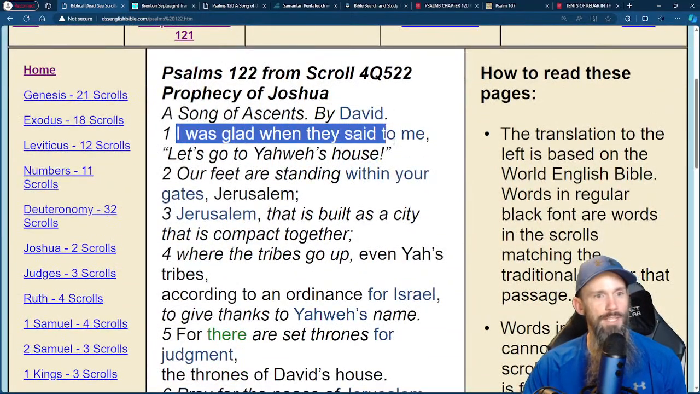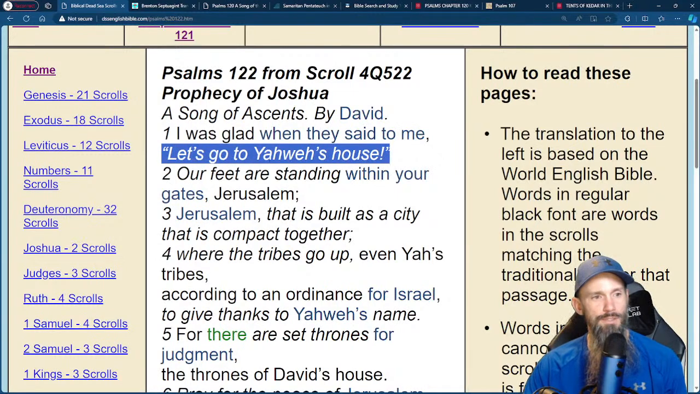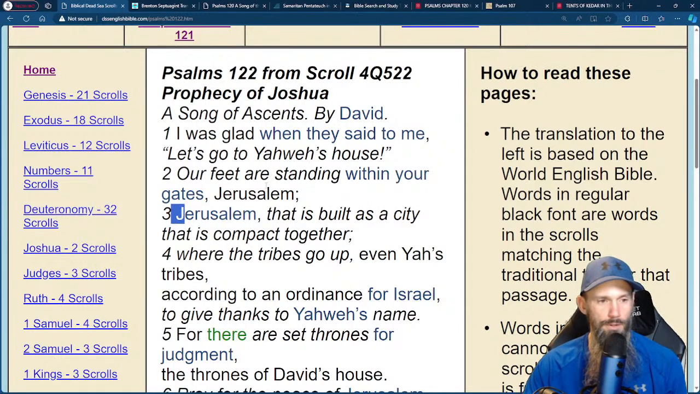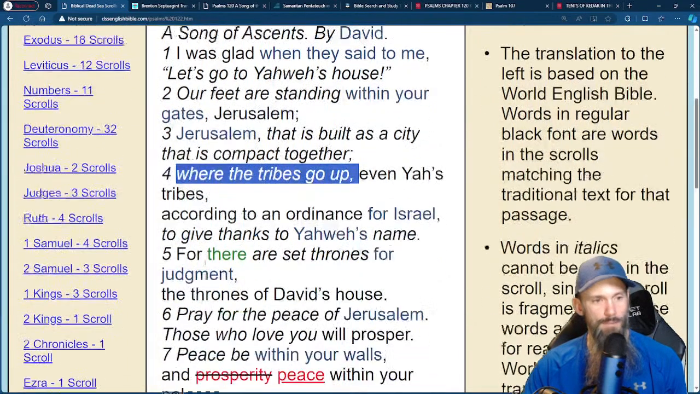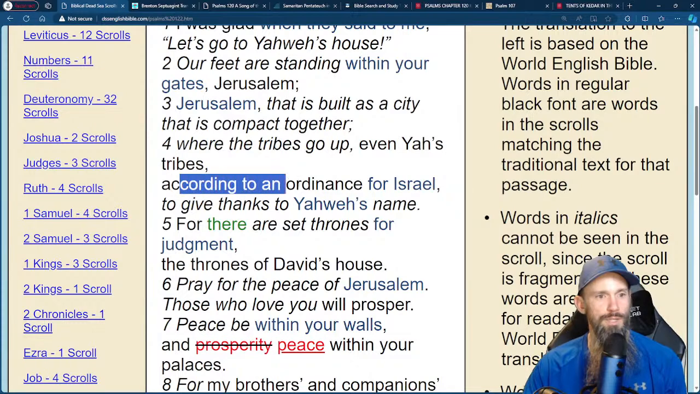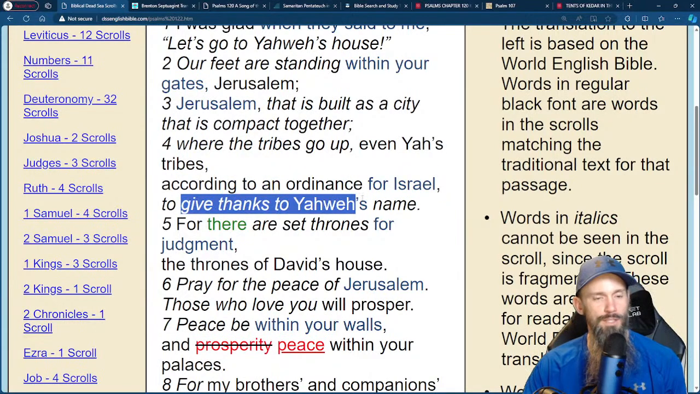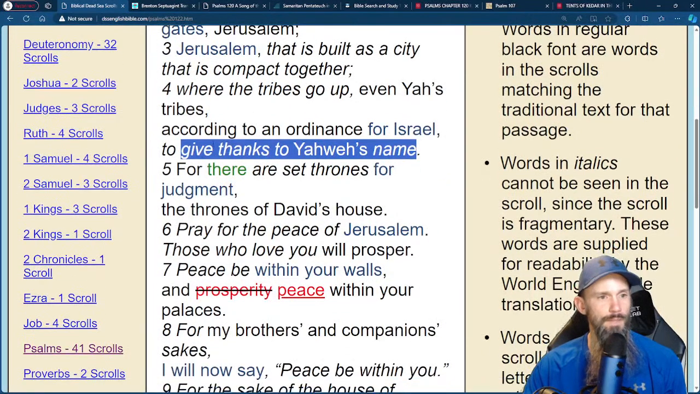"I was glad when they said to me, let's go to Yahuwah's house. Our feet are standing within your gates. Jerusalem, Jerusalem. This is built as a city that is compact together." There's no J before like 500 years ago. It will be a Y. "Where the tribes go up, even Yah's tribes," that's Israel, "according to an ordinance for Israel, to give thanks to Yahuwah's name. For there are set thrones for judgment, the thrones of David's house."